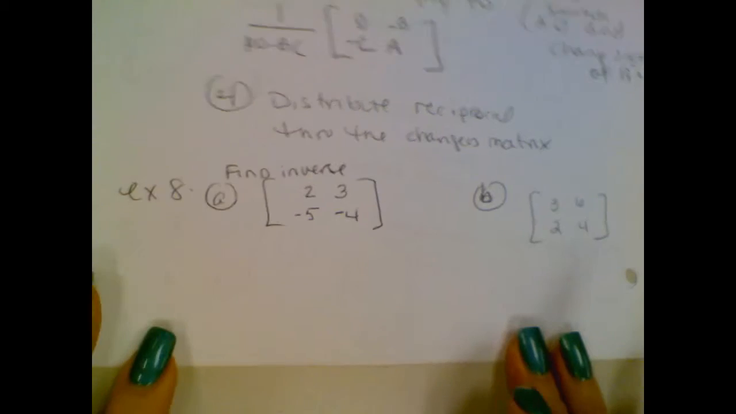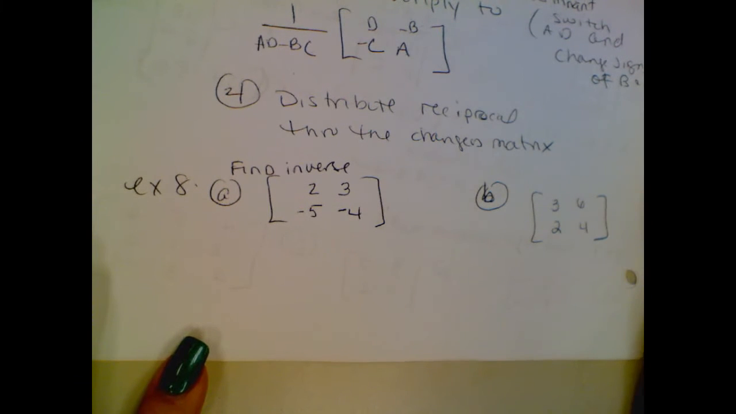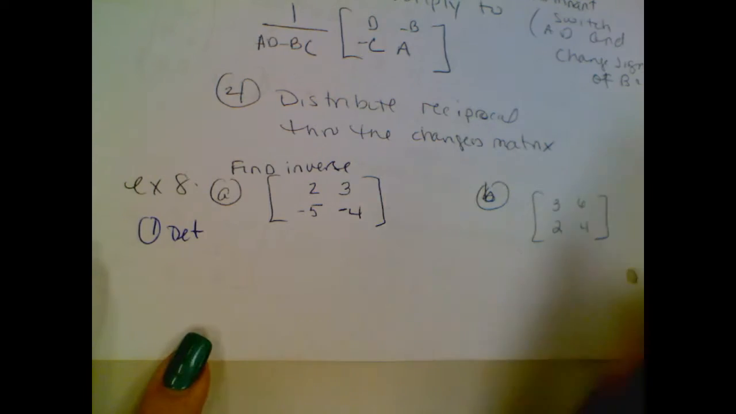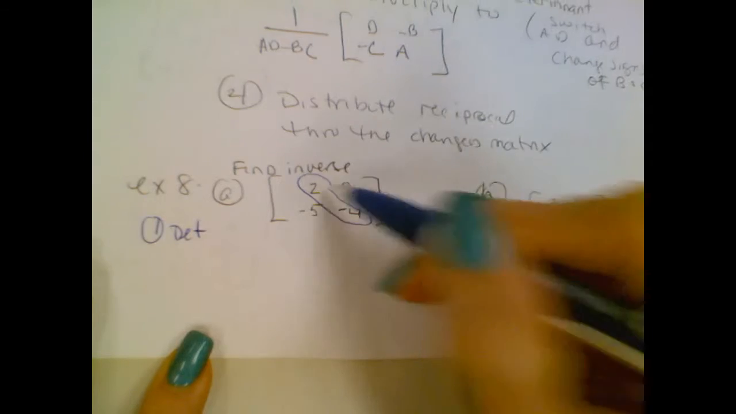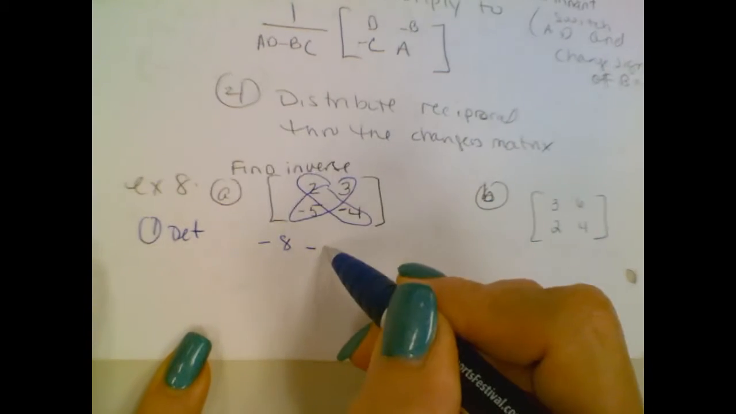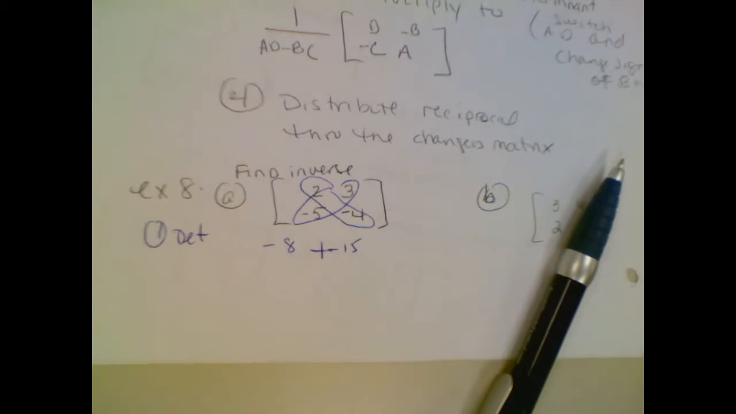All right, so here's your first matrix. You guys see it? Example 8a. So right now, in order to find the inverse, we have to see if one exists. So you're going to first find the determinant. Find the DET. So we're going to cross multiply. What's 2 times negative 4? What's 3 times negative 5? You're going to get 7.